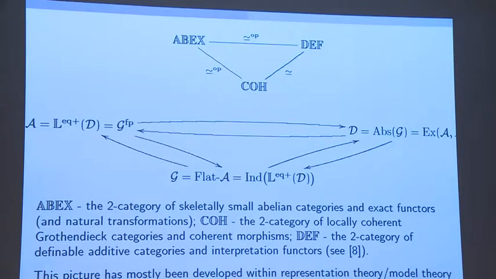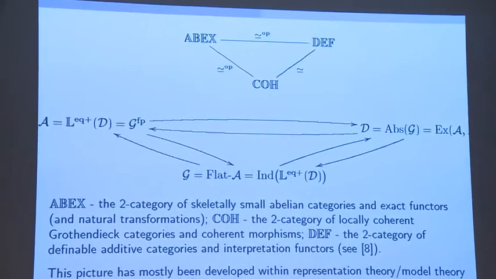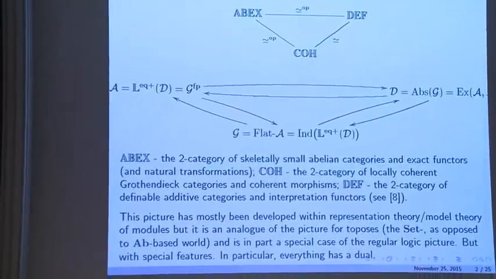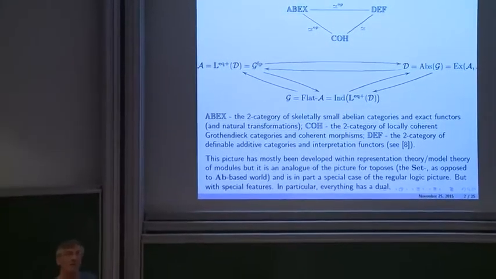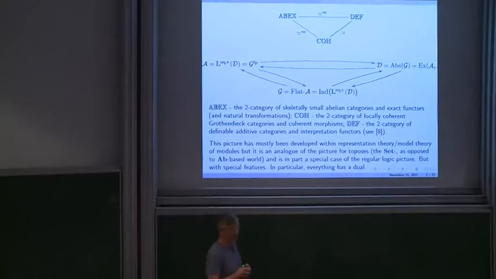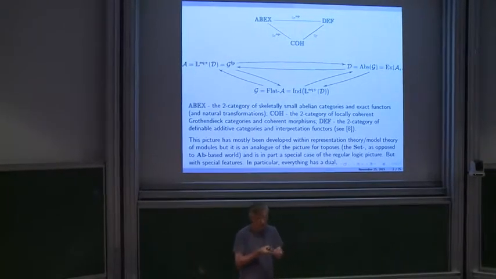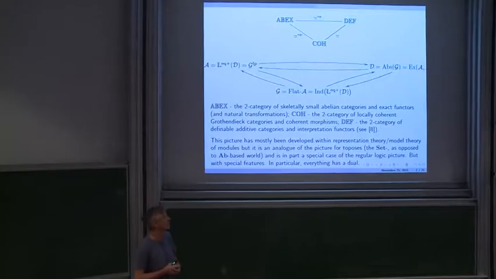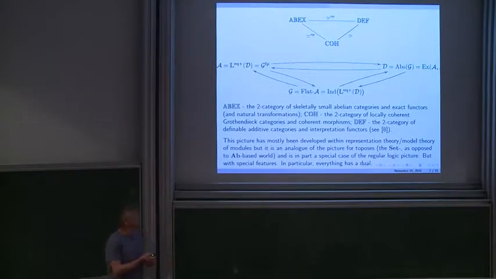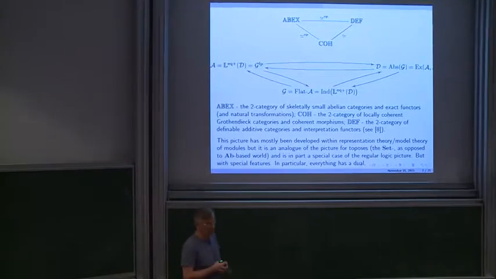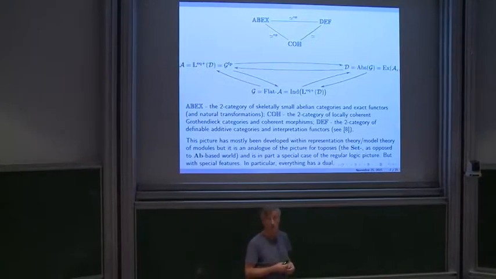The picture has been developed essentially within the model theory of modules and representation theory itself, but it really is an analogue of something that can be seen in the topos world. There are all sorts of points of parallel, broad and also down at the level of technical details where you prove things. Part of the picture will be a special case of the regular logic picture, but there are some additional features in this case, and in particular there's a duality that runs through the whole picture.